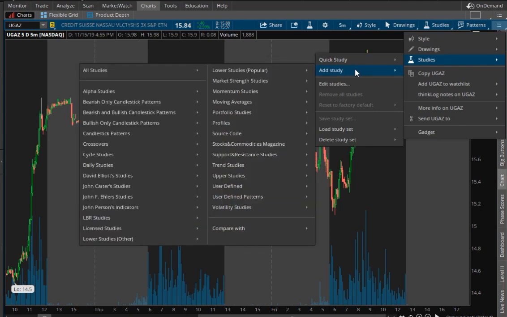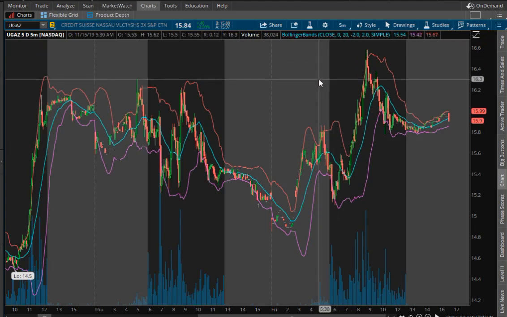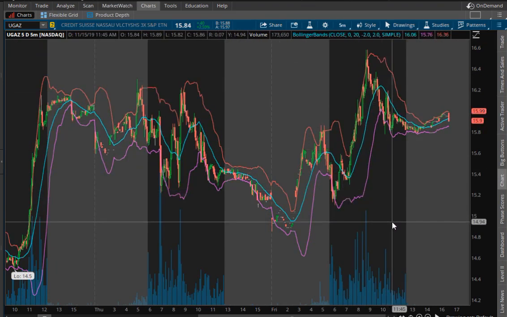This study here, the Bollinger Bands, is a volatility study. You could also go by the alphabet if you wanted, under B's, or however they have it listed in many different ways. So right here, we're going to go up to the Bollinger Bands, click on this, and apply it to our chart. And right now, here we are with our Bollinger Bands.